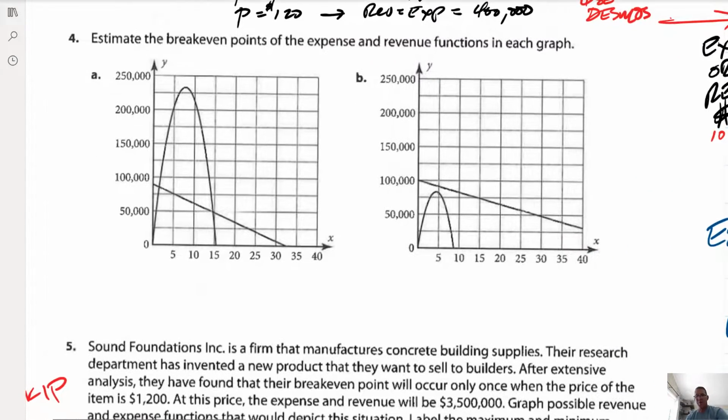So let's go back to number 4 and talk about how to estimate the break-even points for the expense and the revenue functions. We've got an expense function here in the line. We have a revenue function here, and they intersect at 2 points, A and B. And it asks us to estimate the break-even points. So let's do that. At point A, what is it? And at point B, what is it?